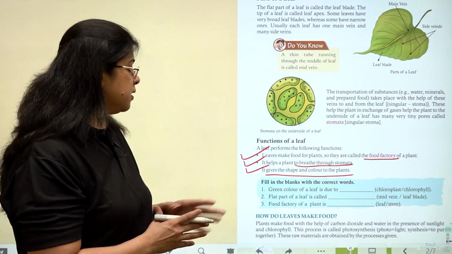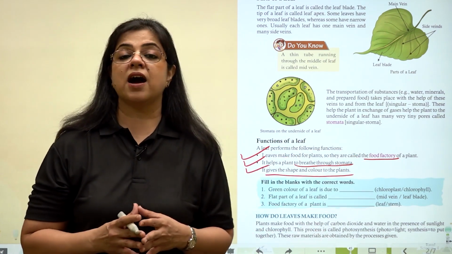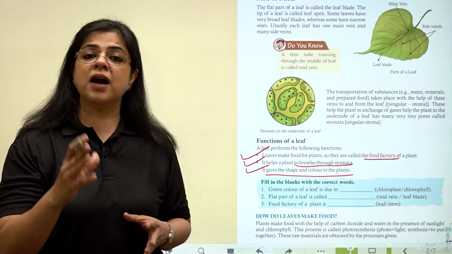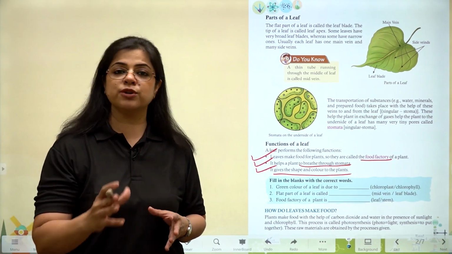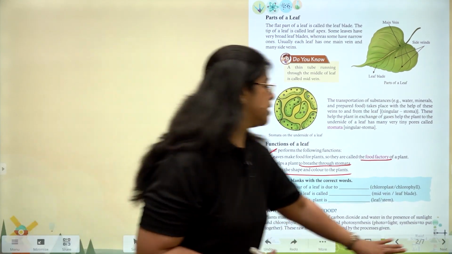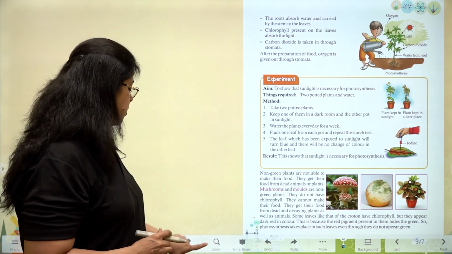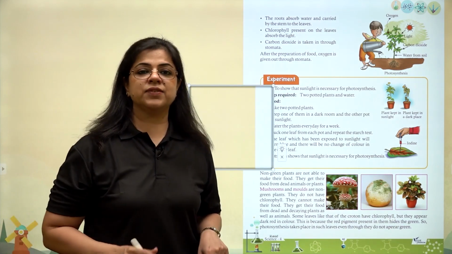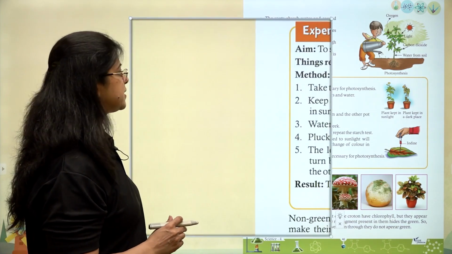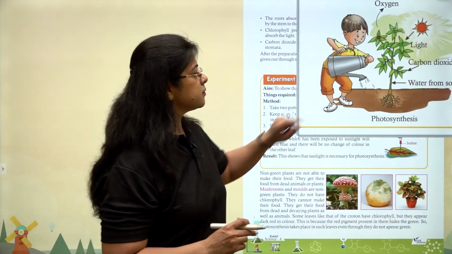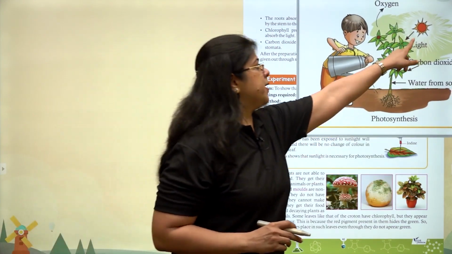Now we have been talking a lot about the fact that leaves are the food factory of the plant. But how exactly do they manufacture food? Let us understand that. So in this picture, we can see the various activities that are taking place in the plant. So there is presence of sunlight.